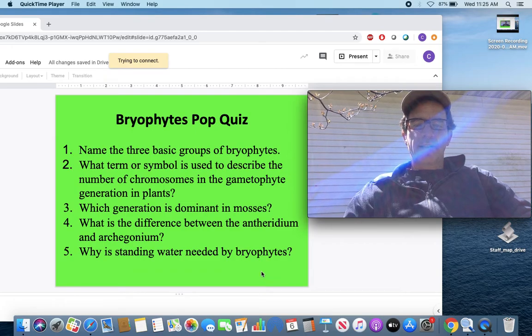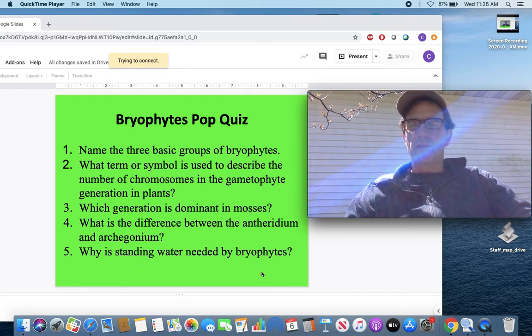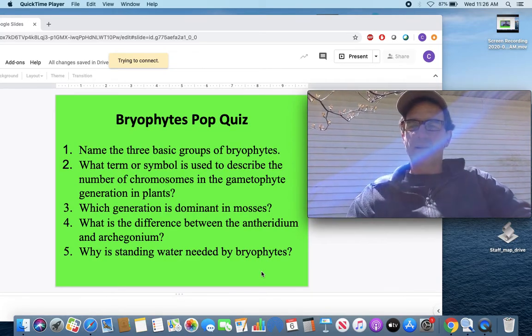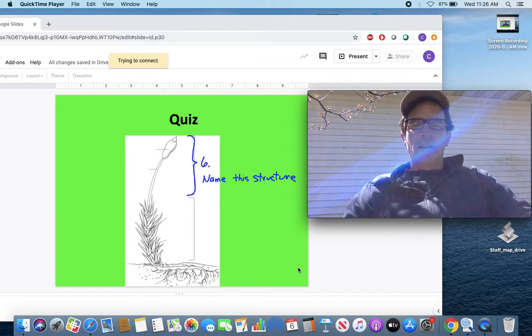Number 5, why is standing water needed by bryophytes? Bryophytes have swimming sperm. The sperm actually have to swim outside from plant to plant, so they need the water to do that. And number 6, name this structure.